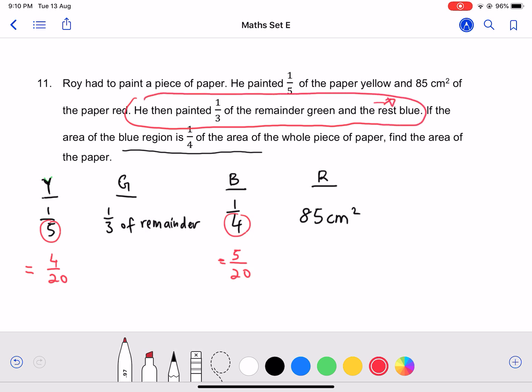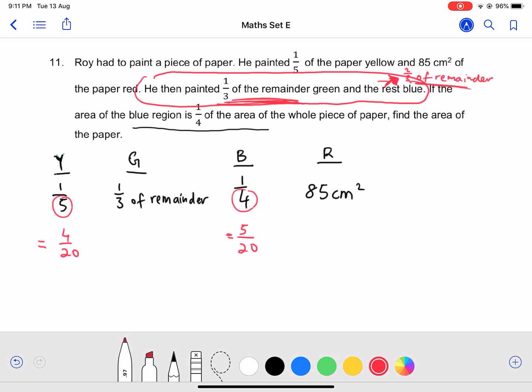Now this rest here has a very hidden information I discover. This rest here actually means 2/3 of the remainder. If 1/3 of the remainder is blue, the rest will be 2/3, right? So blue is 2/3 of the remainder. 1/3 is green, the rest must be 2/3 of the remainder. Alright, they are all talking about the remainder.